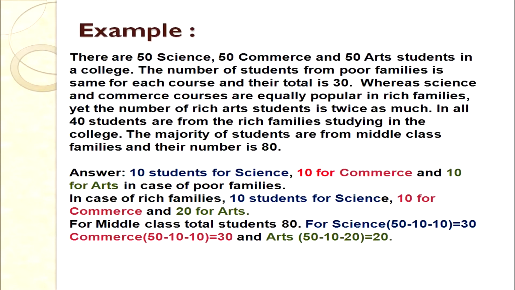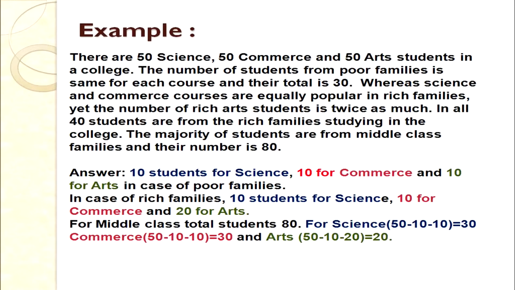We need to do it because the first step to construct a table is to find the data and classify into different similar groups. That is what we have learned in previous chapter. In all, 40 students are from the rich families studying in the college. So, they are giving us how many students? For rich class, 40 students. The majority of the students are from middle class families and their number is 80.